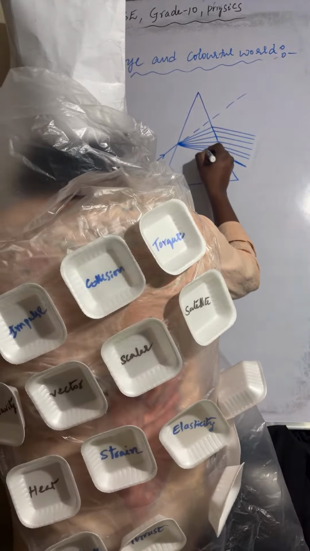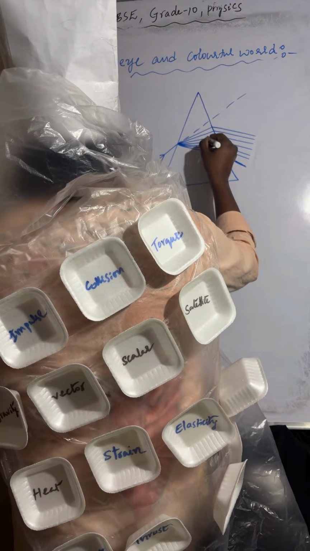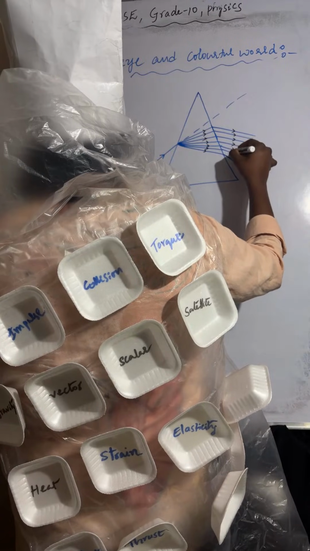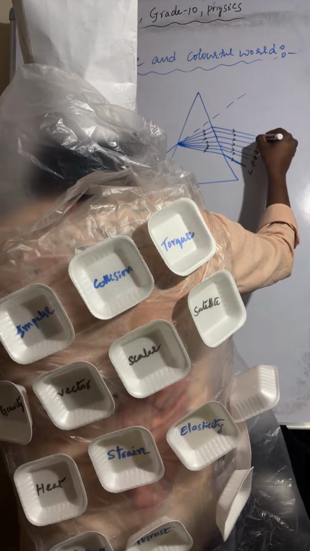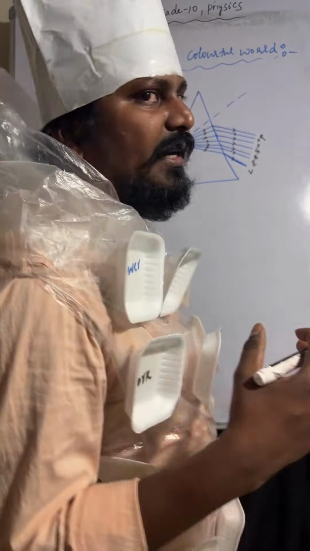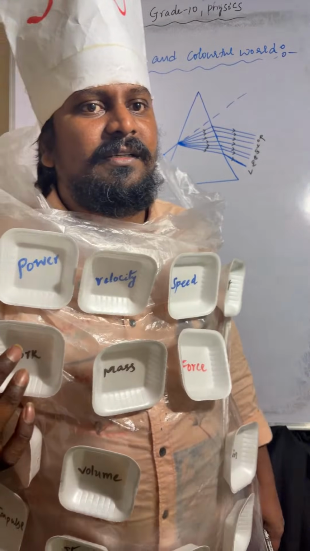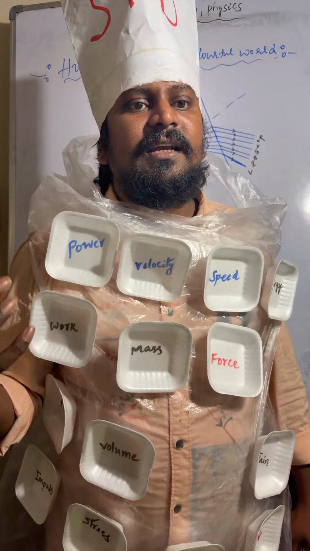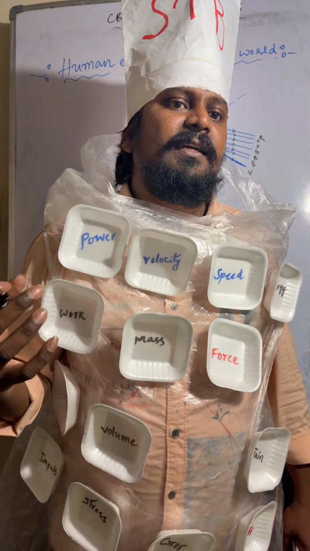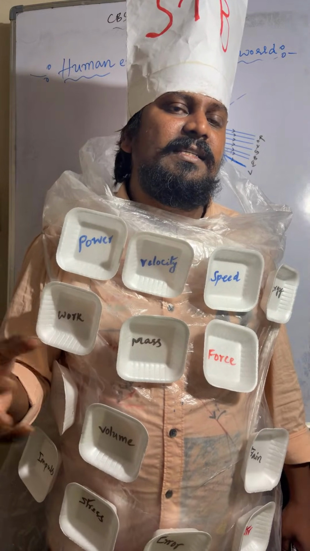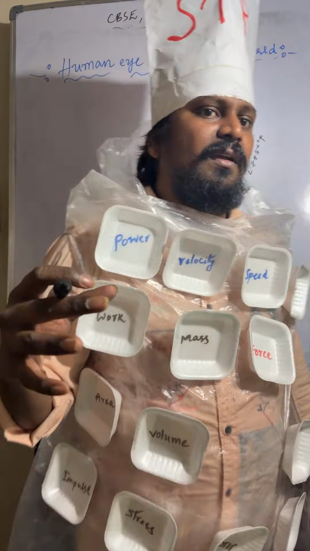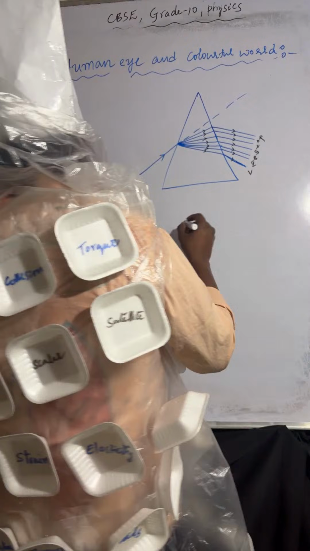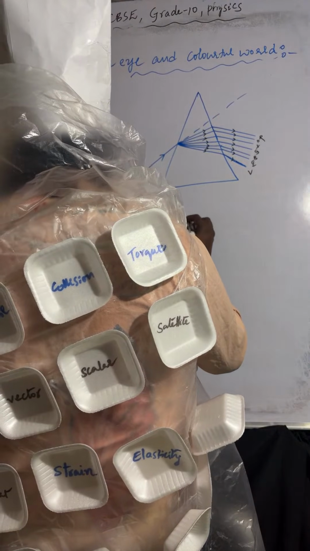So I'm taking here: violet, indigo, blue, green, yellow, orange, red. Splitting of white light into 7 colors is known as dispersion. Those 7 colors forming a band on the screen is called the spectrum. Understood?